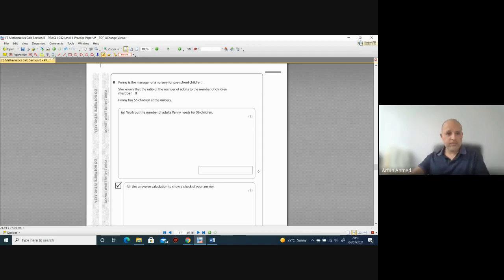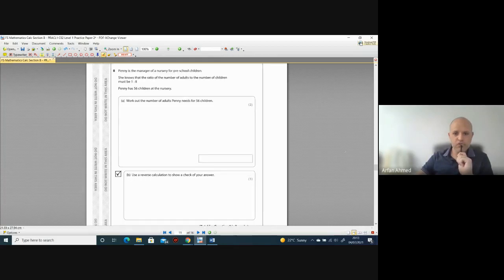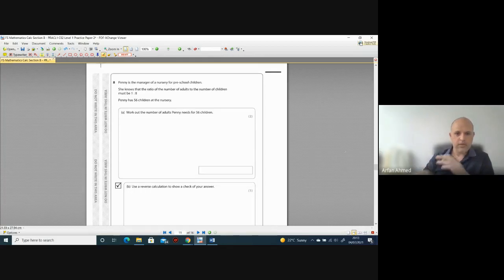Question 8. Penny is the manager of a nursery for preschool children. She knows that the ratio of number of adults to number of children must be 1 to 8. Penny has 56 children at the nursery. Work out the number of adults Penny needs for 56 children. 2 marks for that. So for any ratio question, I always write down the ratio. So it's a 1 to 8.